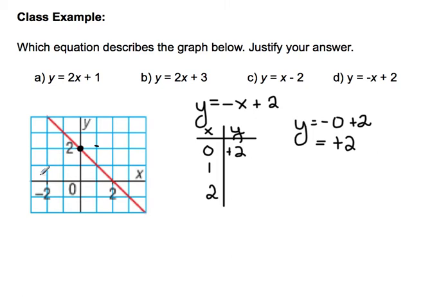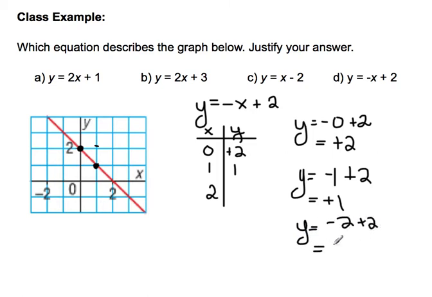So we have to try at least one more because there's infinitely many lines that go through that point. So let's try one more. So I'm going to get negative 1 plus 2, and I'm going to get plus 1. And so that's 1. So I have a point of 1, 1. That's awesome. And I have negative 2 plus 2, which will give me 0. So I know that this is my equation that matches this linear relation. Okay?